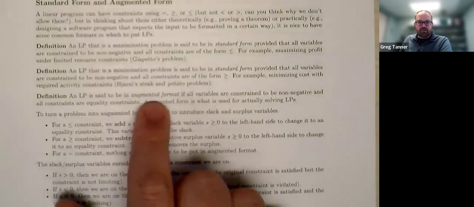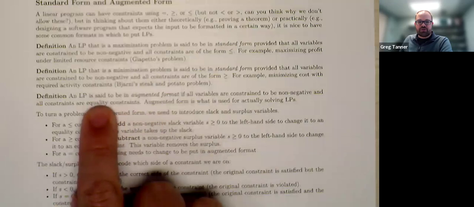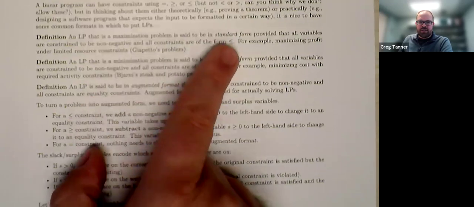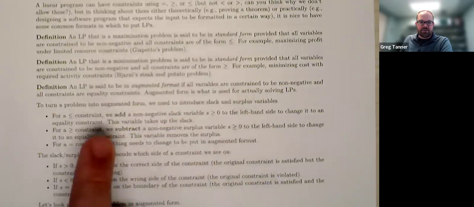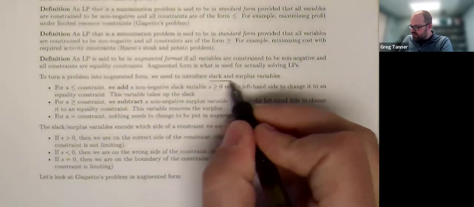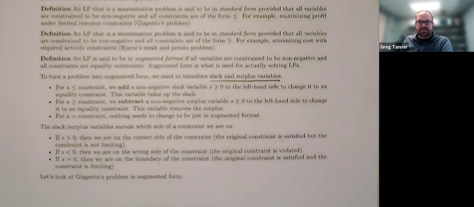And this augmented format is the format that we'll put our problems into in order to use the simplex method. In augmented format, we'll change all the constraints to be equality constraints. So how do we do that? How do we change inequality constraints into equality constraints? The way we do that is by introducing new variables, slack and surplus variables.